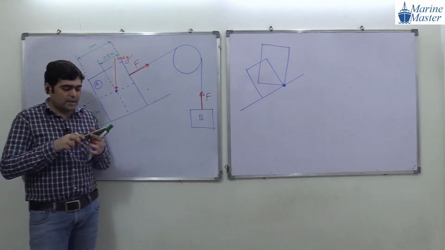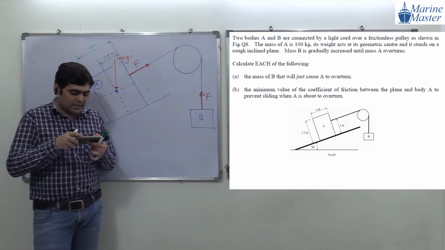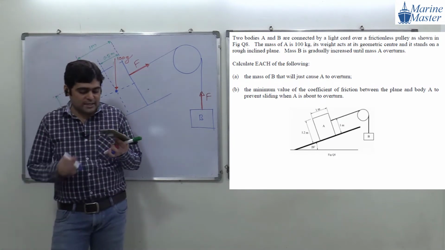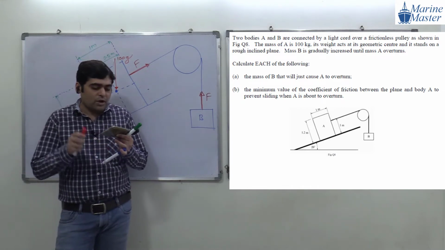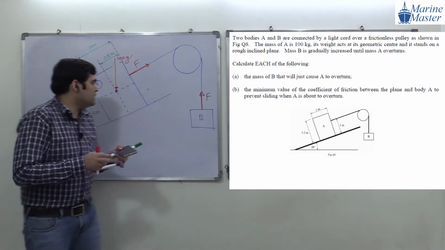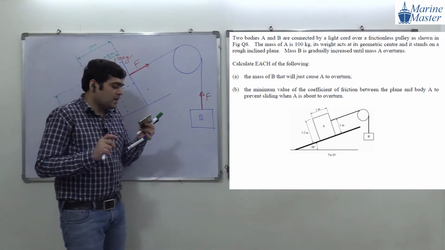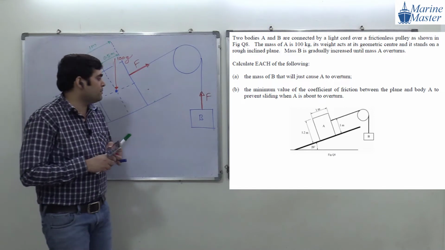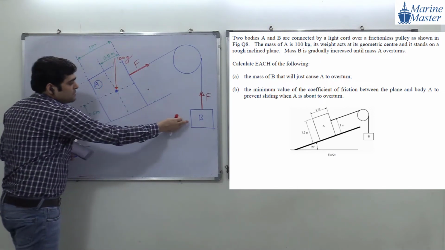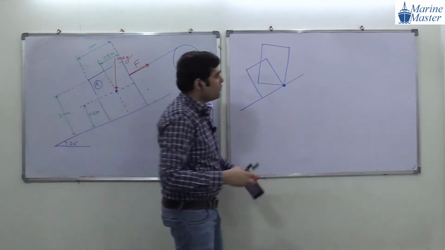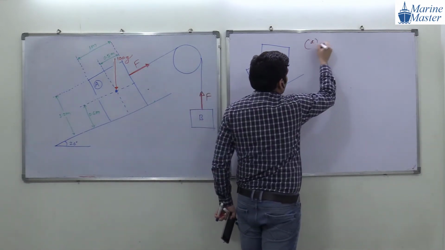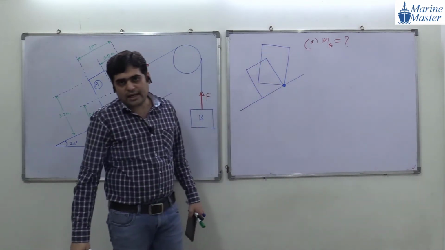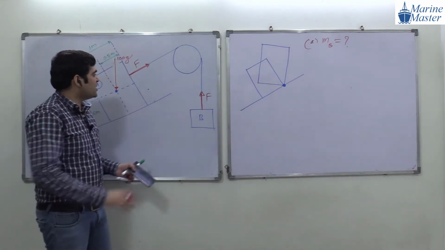What are they asking us in the A point? Try to see the A point. They are asking us the mass of B. What we have to find out? We have to find out the mass of B that will just cause the overturn. In the A part, what is our target? Our target is to find the mass of B to just cause the overturn.